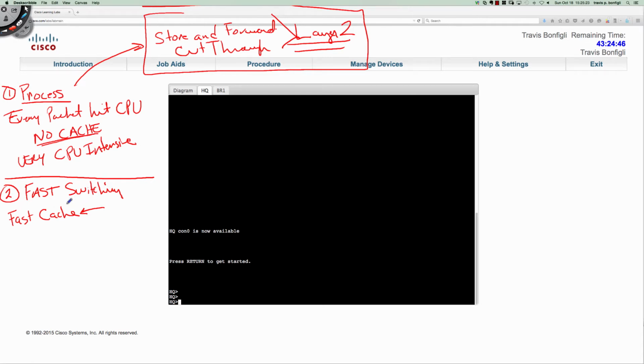And so again, with the fast cache, you had this increased performance, and literally with fast cache, while the packet was being process switched, the fast cache entry would be created, because remember, the first packet still had to be process switched.